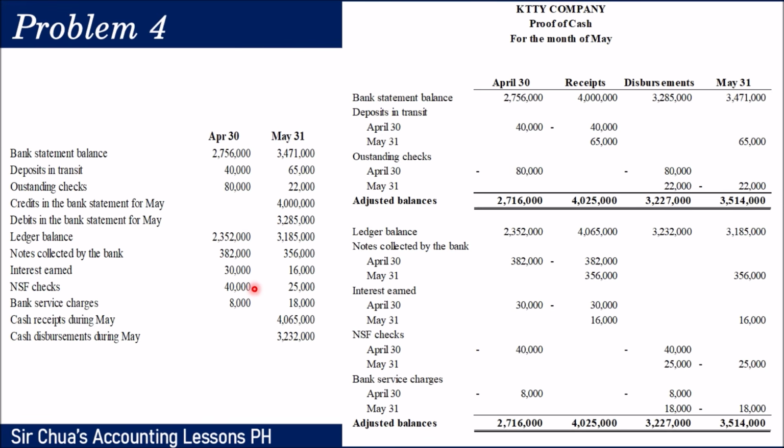NSF check of 40,000. So, binaminus po natin yon sa ating bank reconciliation. And then, hindi po siya disbursement ng May kasi pang April siya. So, babawas mo sa disbursements column ng May. Pero yung NSF check natin for May na 25,000, minaminus natin. And it is certainly a disbursement for May. Kaya natin i-add. Lastly, for your bank service charge of 8,000, minaminus po natin but it's not a disbursement for May. So, pa-negative po ang effect. But, yung 18,000 na May natin na bank service charge, babawas talaga natin. Pero, it is certainly a disbursement for May, i-add natin.